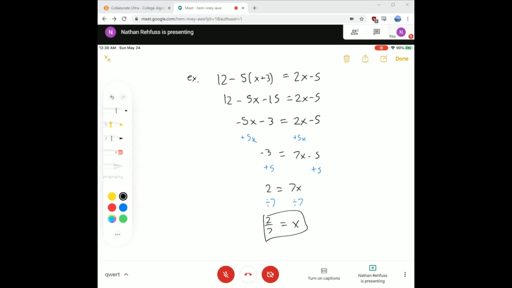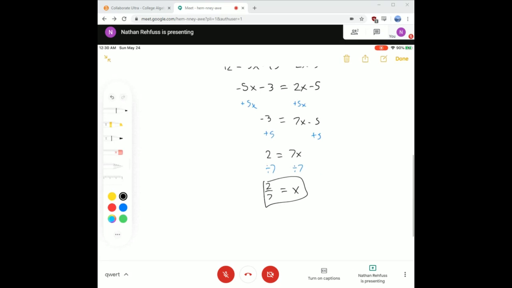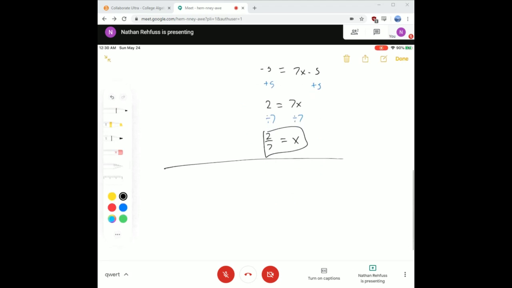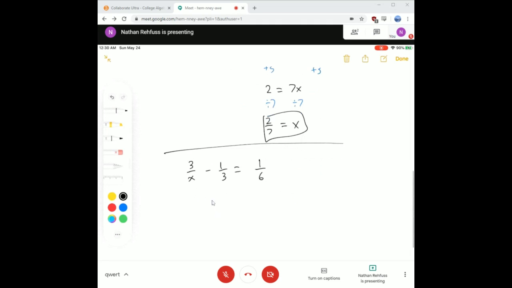Now, these can get a little trickier. On the final, they're going to throw something at you like this. 3 over x minus 1/3 equals 1/6. Now, this doesn't look like a linear equation, but it is. The secret is, to even subtract 1/3 from x, I would need a common denominator. As a matter of fact, I might as well get a common denominator for all 3 of these fractions so I can compare them directly.